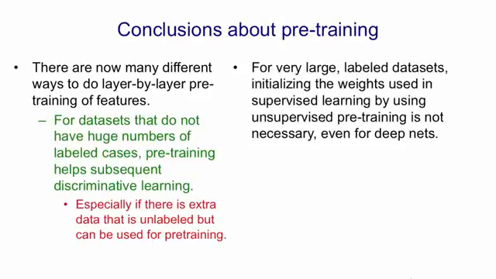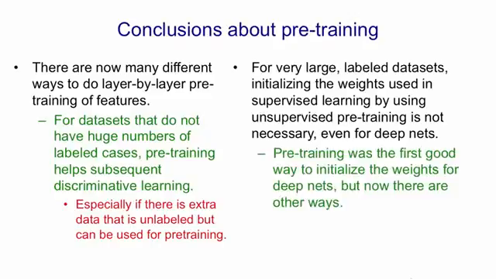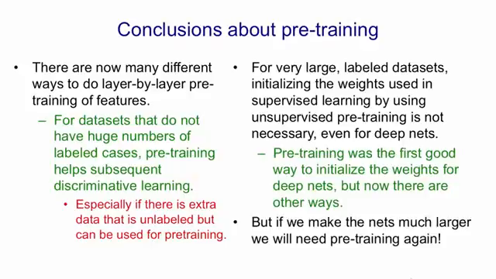For very large labeled data sets, however, initializing the weights that are going to be used for supervised learning by using unsupervised pre-training is not necessary, even if the nets are deep. Pre-training was the first good way to initialize the weights for deep nets, but now we have lots of other ways. However, even if we have a lot of labels, if we make the nets much larger again, we'll need pre-training again. So an argument I often have with people from Google is they say we've got lots and lots of labeled data, so we don't need regularization methods. Our nets won't overfit anyway because we've got so much data.